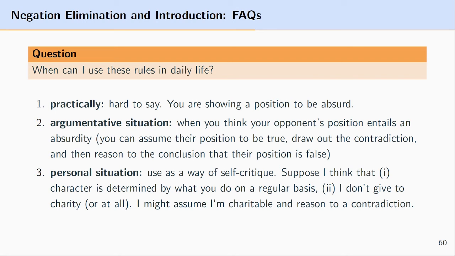Let me give you an example. Suppose I think that my character or anyone's character is determined by what you do on a regular basis, your habits. And also, let's say I don't give to charity or I don't give to anyone. But I might say, well, I think I'm charitable. So let's just for a moment assume that I have this property of being charitable. I'm not saying I am, I'm just going to assume it. Now, if I think that all character is determined by what I do on a regular basis and I don't give to charity at all or on a regular basis, then we might reason that I am not a charitable person, or charity is not a part of my character.